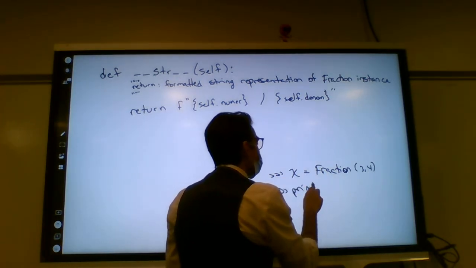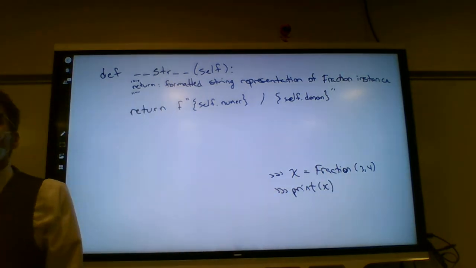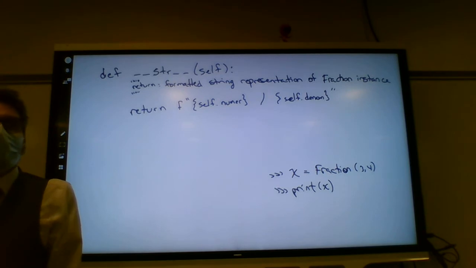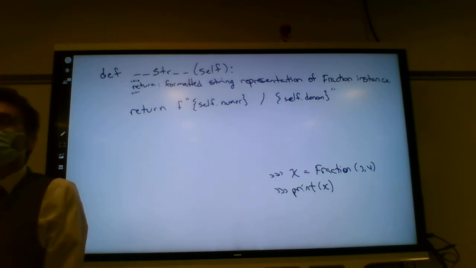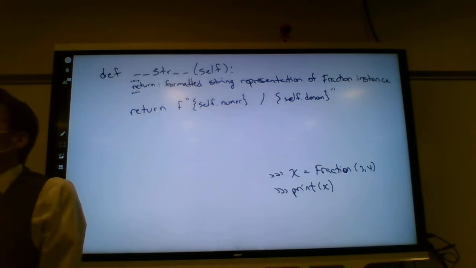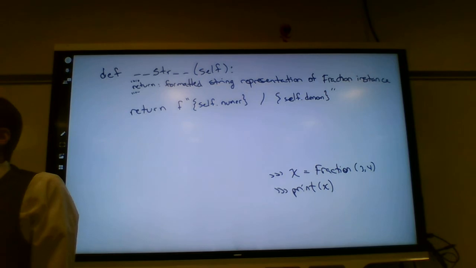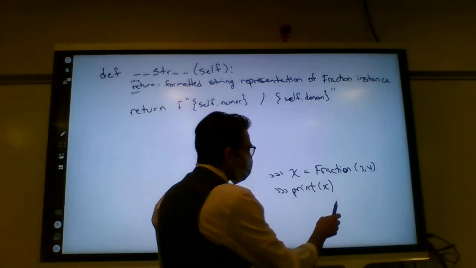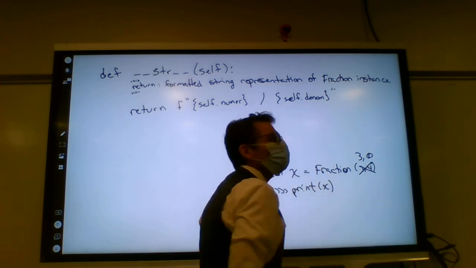We said, let's print x. Now print x, and what do you get? So if you still had that stuff in place, you just run it again now. And what happens this time? Now it doesn't tell you some memory location. It tells you 3, 4. Let's change this. Instead of 3, 4, let's make it 3, 0.